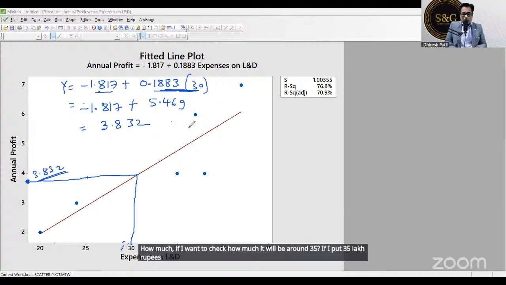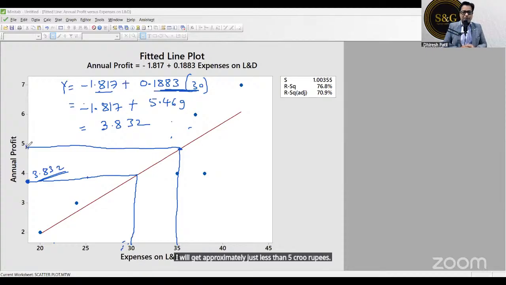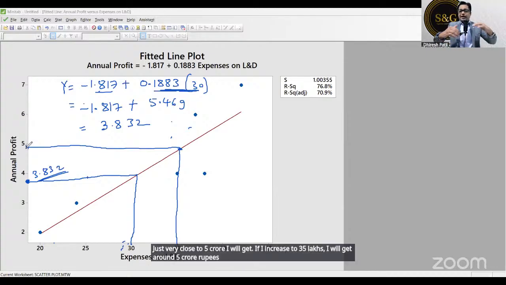So if I draw a vertical line once again like this, at 35, and then a horizontal line like this, I will get approximately just less than 5 crore rupees. Just very close to 5 crore rupees I will get. If I increase to 35 lakhs, I will get around 5 crore rupees ka profit margin. Clear everybody? This is how you can predict the value of 4.77. Very good. So close to 5 crore rupees.